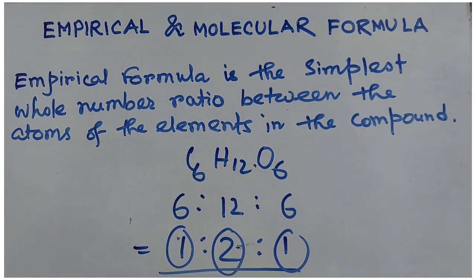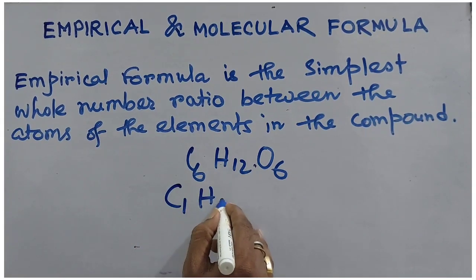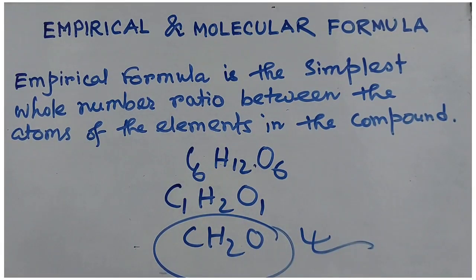And now, by applying these 1, 2 and 1 to the constituent atoms carbon, hydrogen and oxygen, we get C1H2O1 or CH2O. That is the empirical formula of glucose. Okay? Molecular formula is the actual number of atoms and empirical formula is the simplest whole number ratio of those atoms.